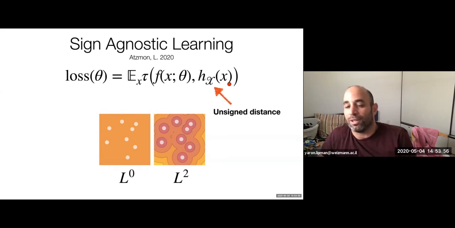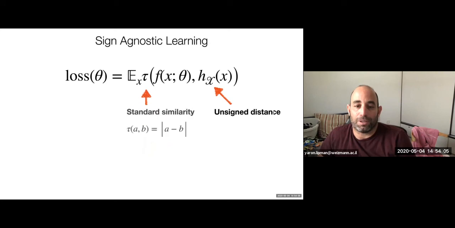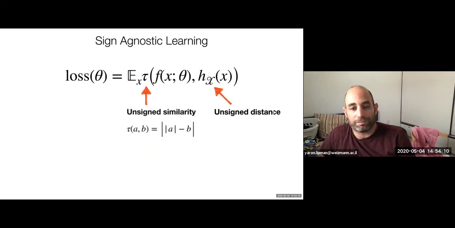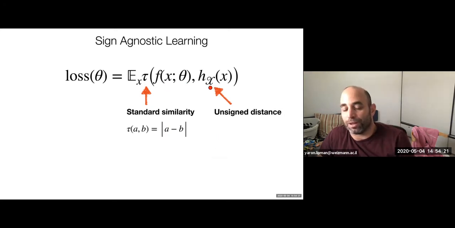Unsigned distance is not like the signed distance. It's something which is readily available. Now you can start with regression. Regression would mean, for example, that we just subtract f and h and take the absolute value. If you do that, you're going to end up exactly with the function h(x) as input. So nothing is achieved here.